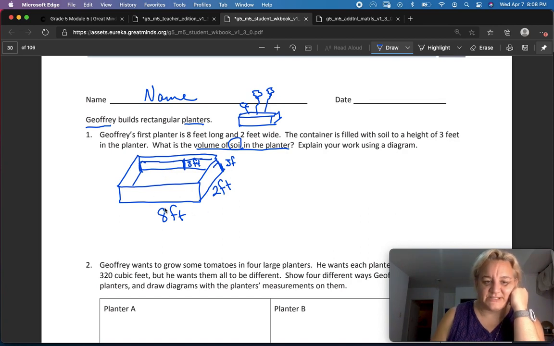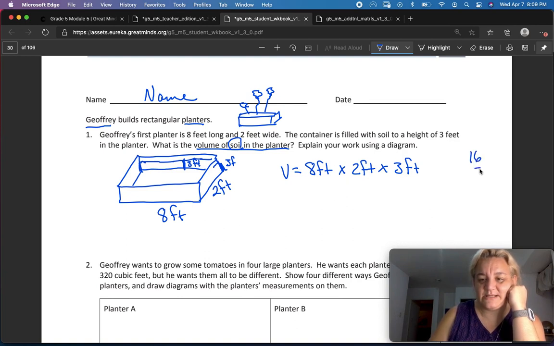Well, my diagram was a picture. So volume will be length, 8 feet, times width, 2 feet, times height, but not the height of the planter, just the height of the soil, which is 3 feet, okay? So 8 times 2 is 16, 16 times 3 is 48, 48 feet, what? Cubed. Do not forget the 3 on there, okay?